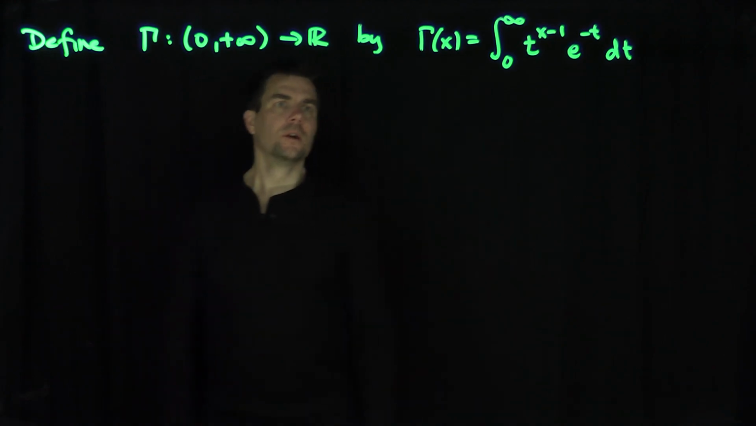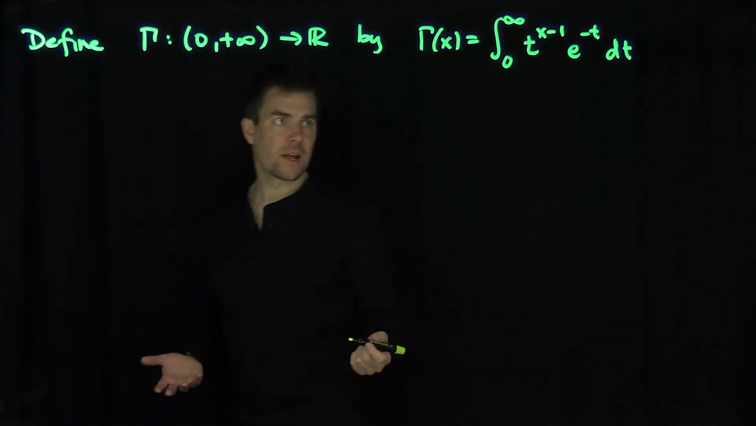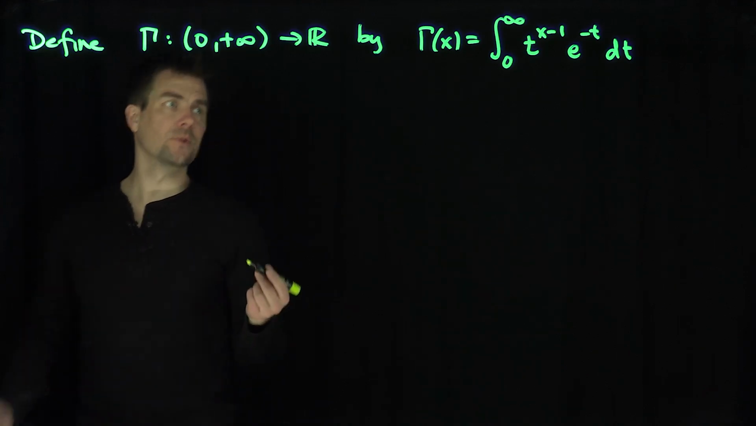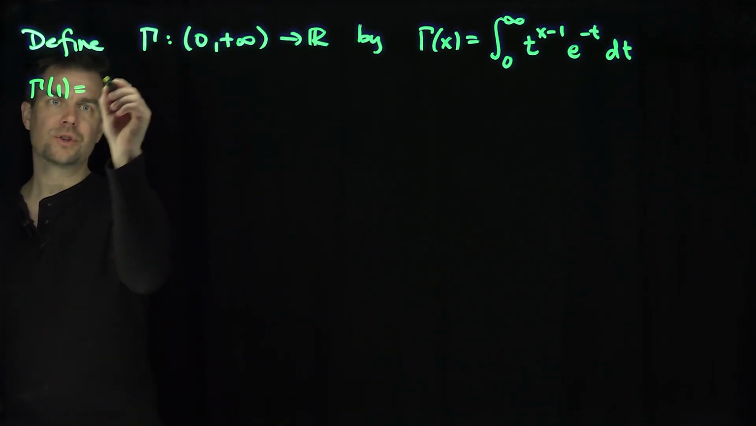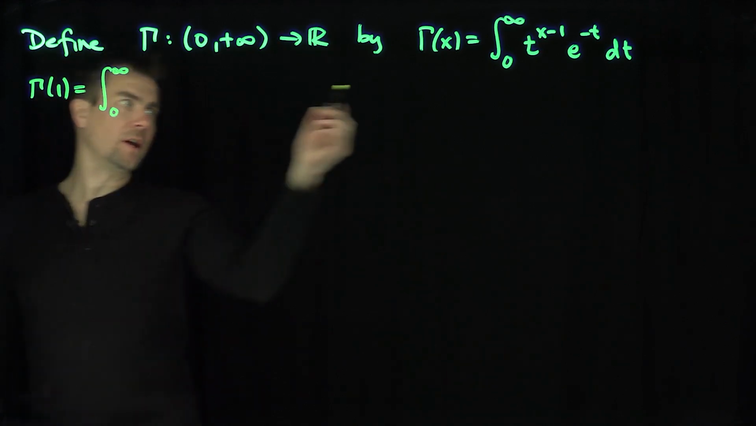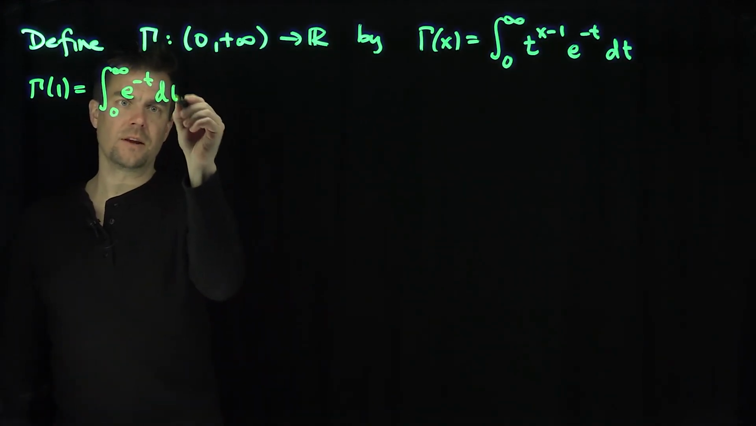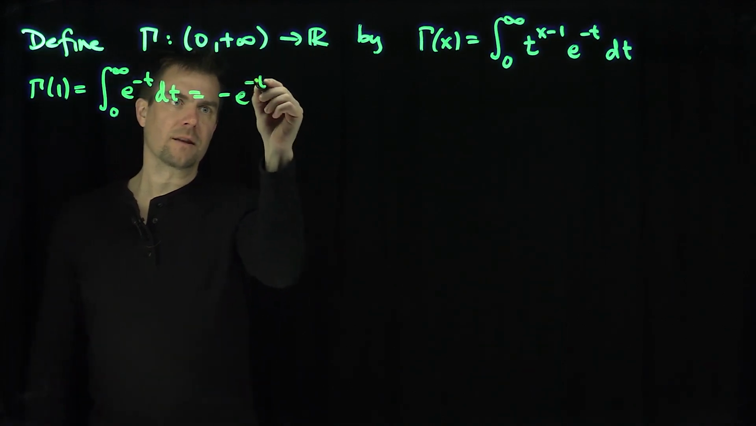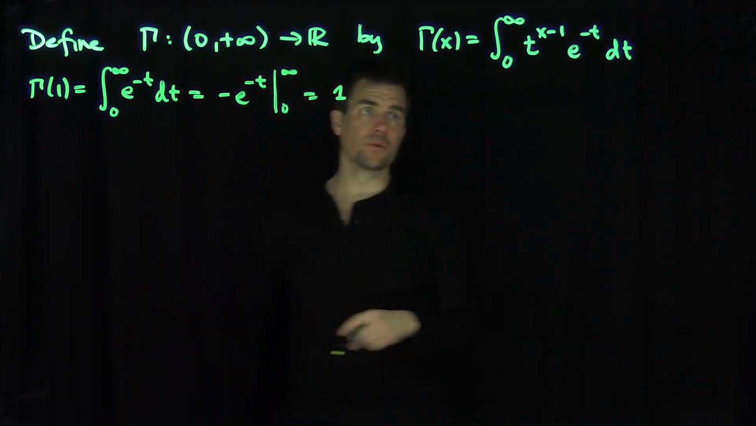Okay? So of course, we can make some observations about this function. The first observation is to plug in some simple values to get a sense of what's going on. For example, gamma of 1. Gamma of 1 is just the integral from 0 to infinity of e to the negative t dt, since the power of t cancels out. This is negative e to the negative t from 0 to infinity, which gives me 1. So gamma of 1 is equal to 1.